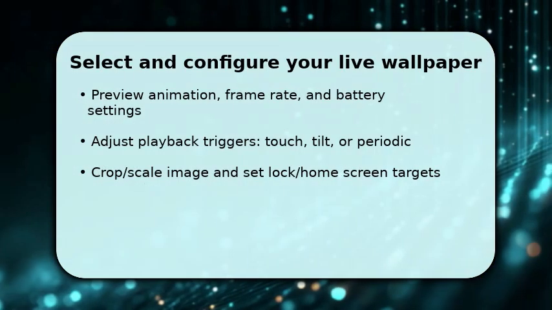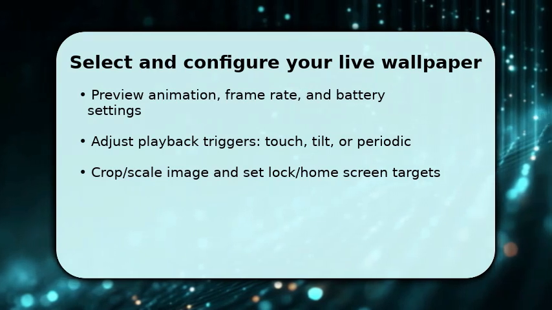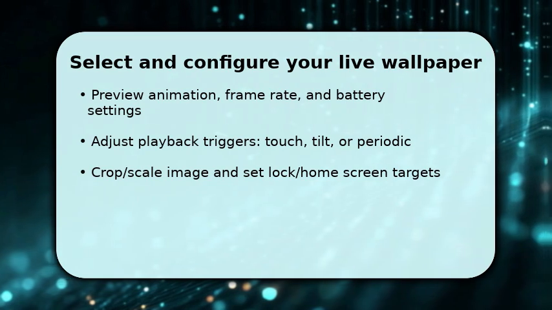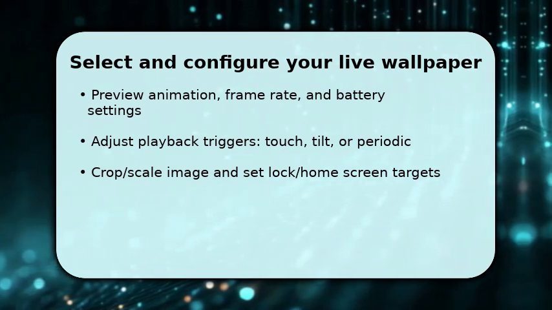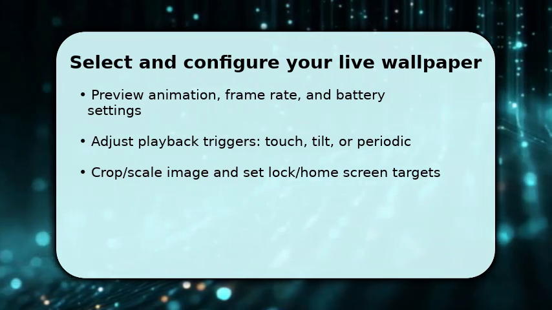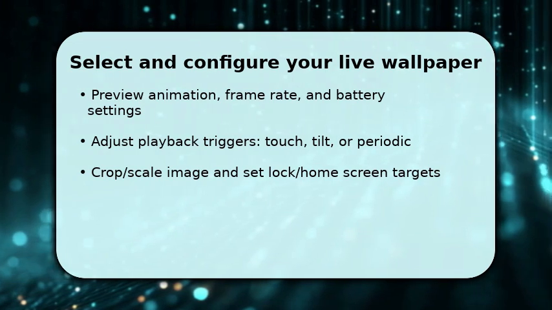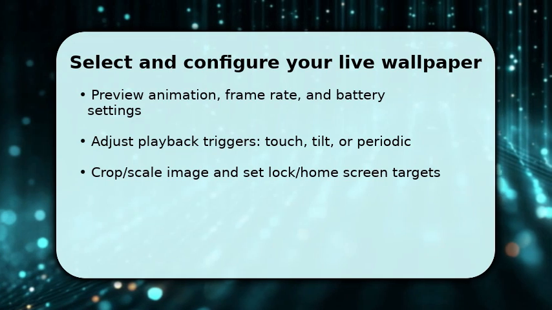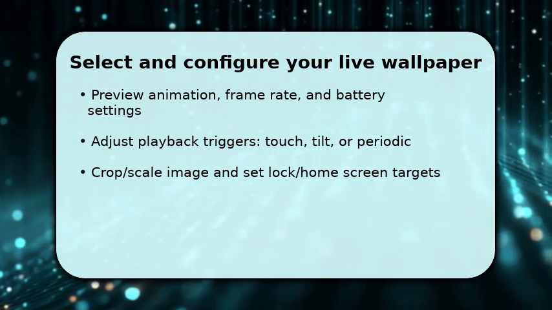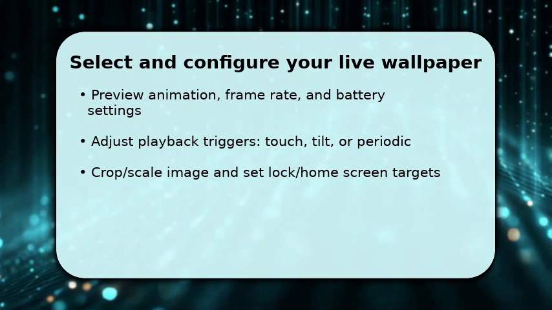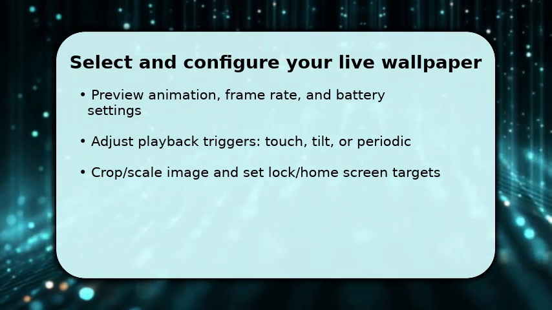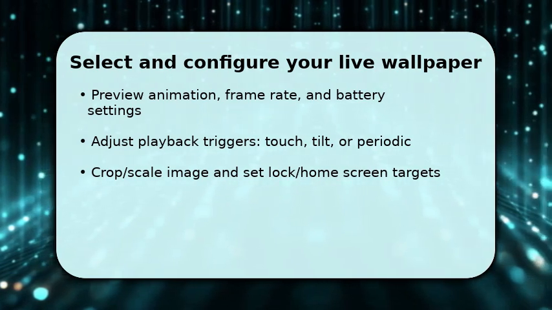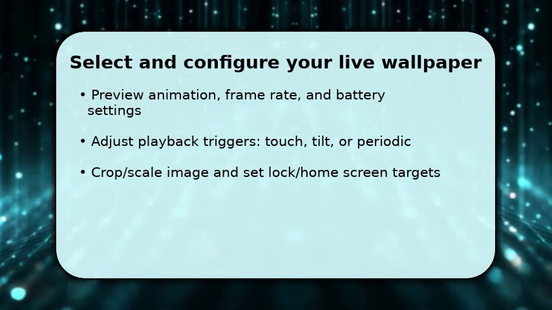You'll now select and fine-tune the live wallpaper. Preview it so you see how the animation and frame rate affect battery life. Make adjustments for playback triggers. Enable touch reactions, tilt sensing, or scheduled updates depending on the app, because these choices determine responsiveness and power use. Crop or scale the artwork to fit 16:9 or other ratios, and choose whether it applies to lock, home, or both screens. Once configured, save the version you want active and prepare to apply it.